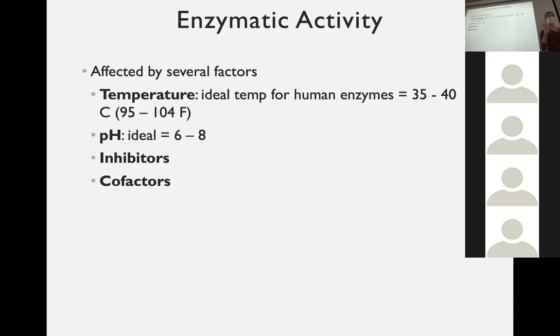Ideal pH is right around neutral, so 6 to 8. And then there are also things called inhibitors and cofactors, but we're pretty much out of time today, so I'll stop there. Inhibitors obviously inhibit the work of an enzyme if they're present, while cofactors help the enzyme be a little bit more efficient. But I'll talk about them on Monday.